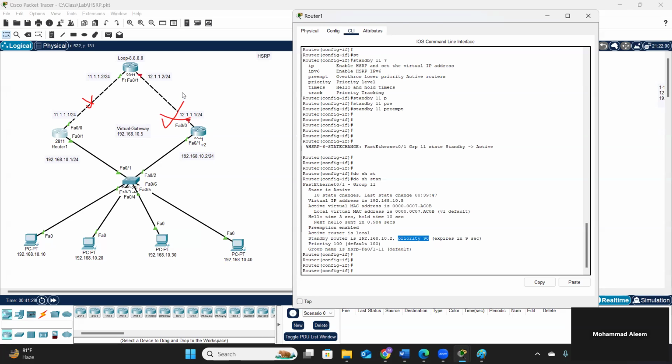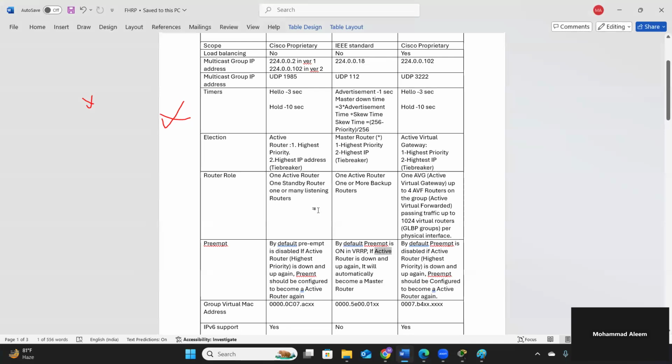This is the entire HSRP configuration. If LAN interfaces are down, we have a preemption option, and if WAN interfaces are down, we have a tracker option. So LAN interfaces for preemption, WAN interfaces for tracker. We'll discuss more on this. Just rejoin the session.